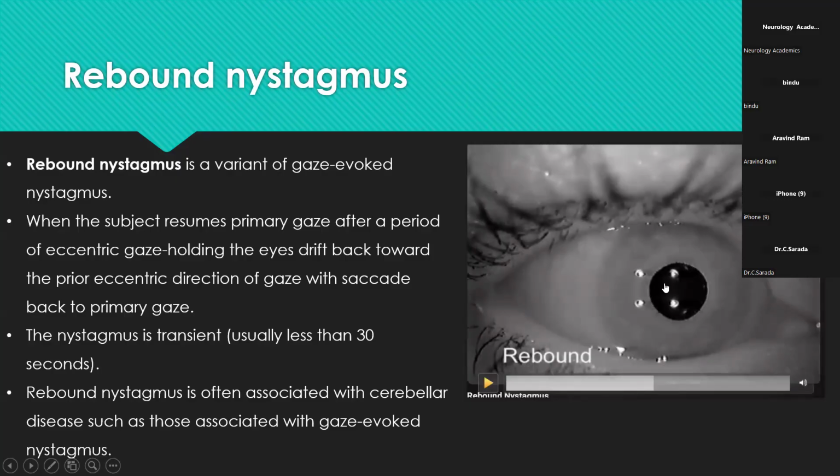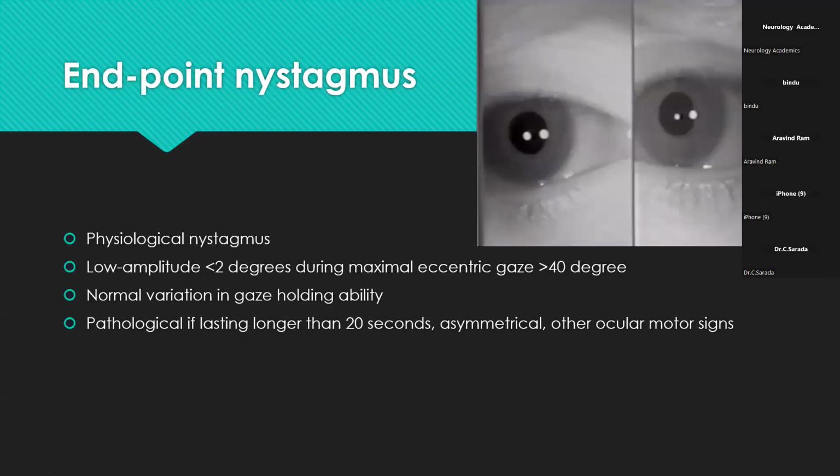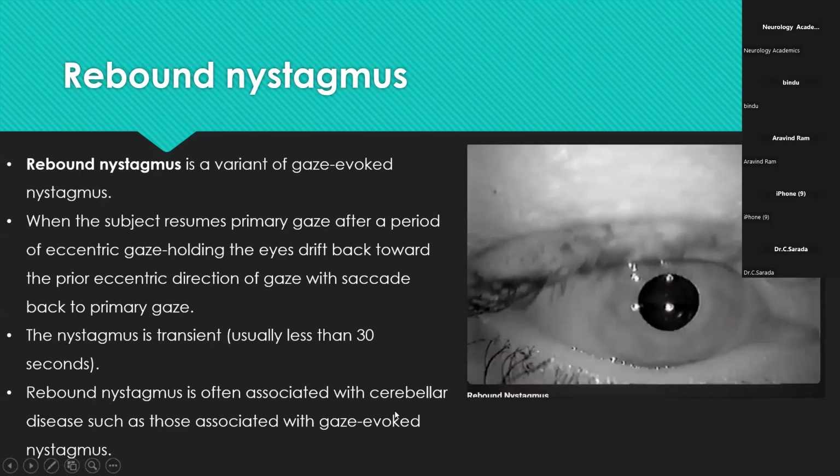In rebound nystagmus, there is a tendency of the eye to go back to the eccentric position abnormally, and the saccade is compensating for that by beating towards the opposite side, that is, to the opposite side of the previous eccentric position. This nystagmus usually is transient and usually lasts for less than 30 seconds. Rebound nystagmus is often associated with cerebellar disease, such as those associated with gaze-evoked nystagmus.